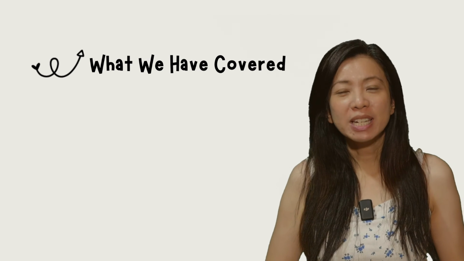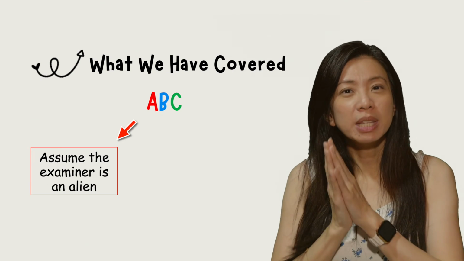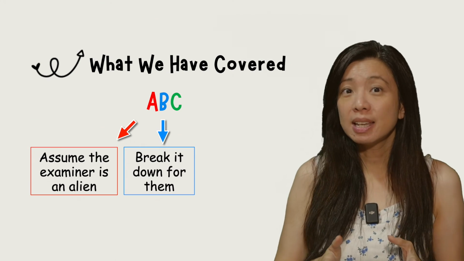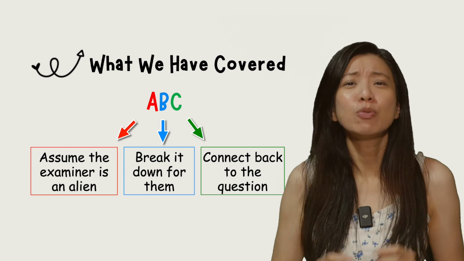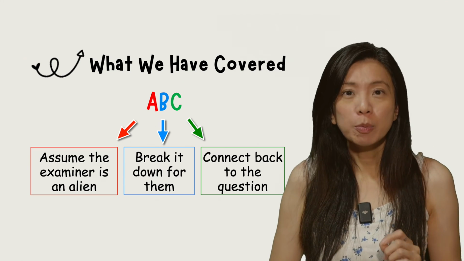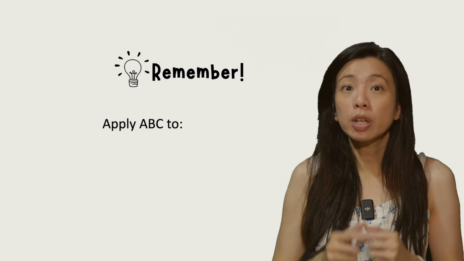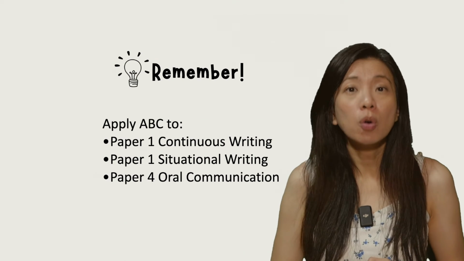So here's what we've covered in this lesson, the ABC strategy. A is to assume the examiner is an alien. B is to break it down for them. And C is to connect it back to the question. So next time you're stuck with your writing, remember ABC, which will help you to be clearer and more detailed in your response. And remember that you can use this strategy for your essay writing, situational writing, and oral communication responses.